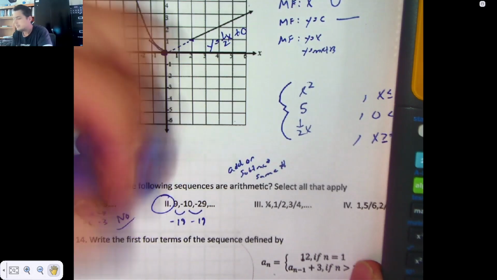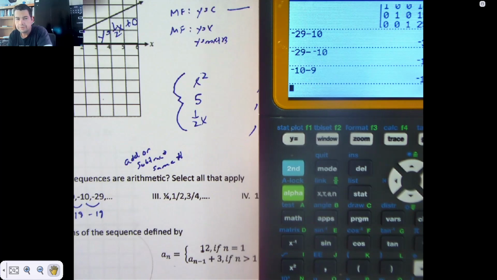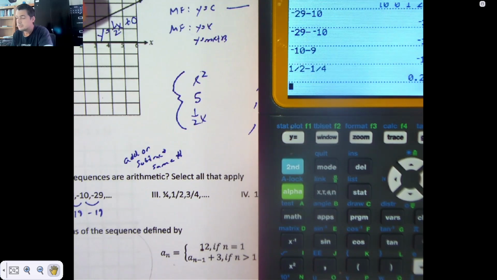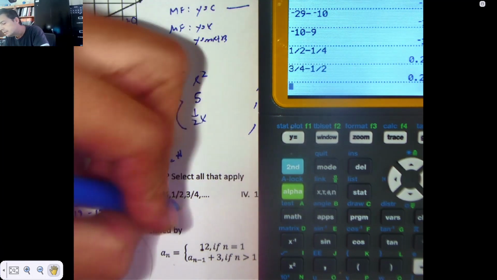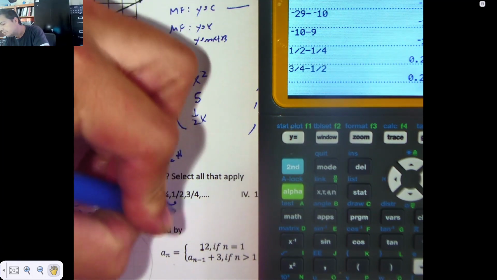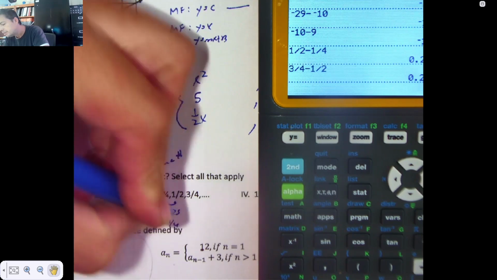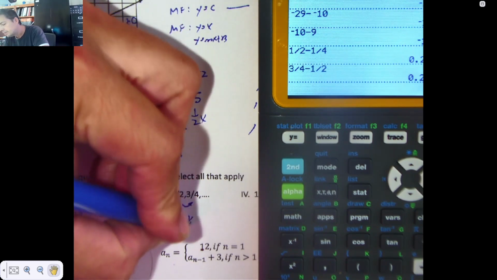So yes, uh-oh, there's fractions. Type in a half minus a quarter. See what the difference is. It's 0.25. Type in 3/4 minus a half. See what the difference is. It's 0.25. So this is always adding 0.25, or I hope you understand, a quarter. It's the same, so yes.